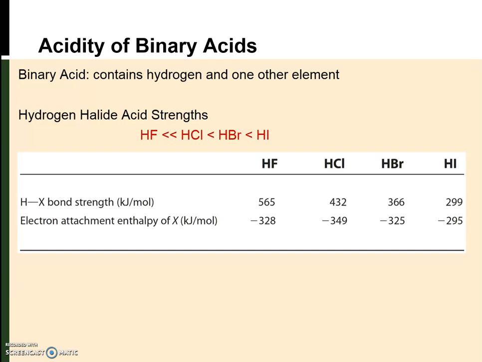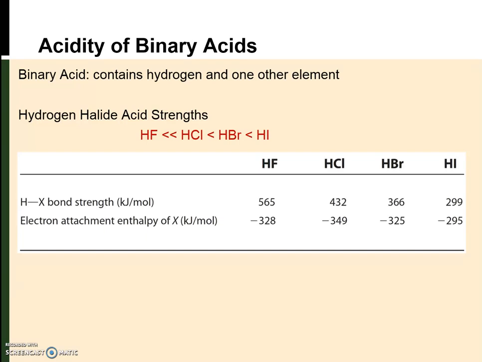So solely in terms of bond strengths, we would expect HF to be the weakest acid, it has the hardest bond to break, and HI to be the strongest acid. So the trend in bond strength correlates with the trend in acid strengths.